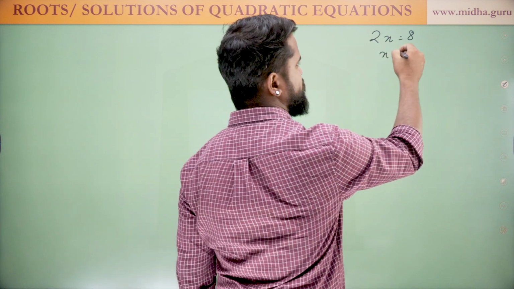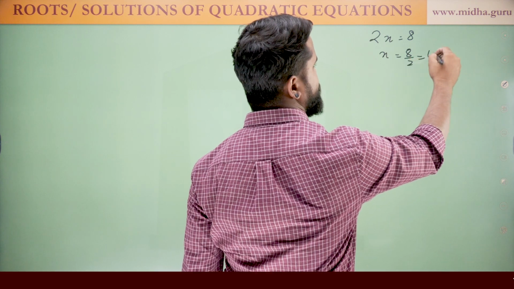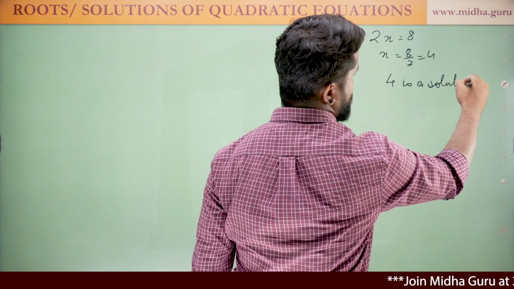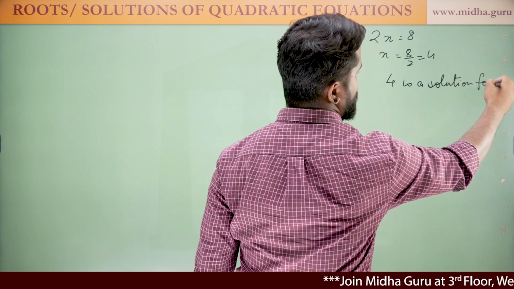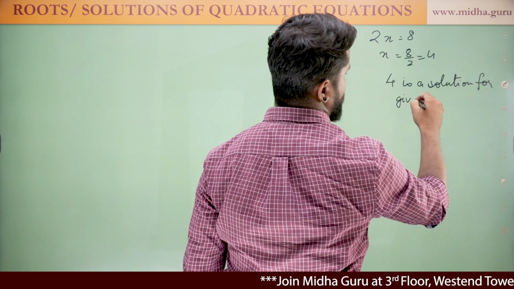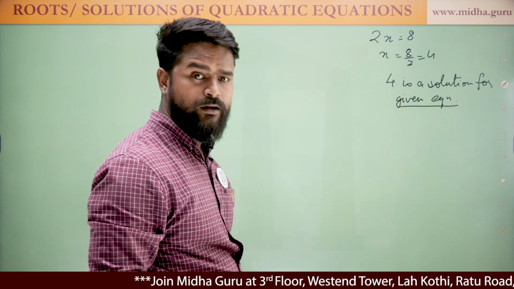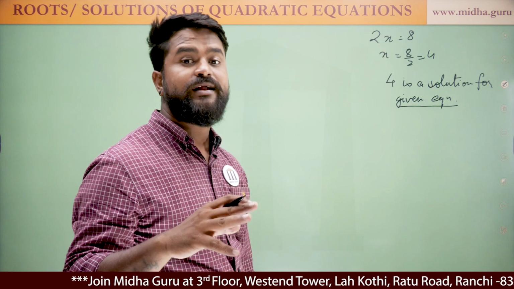So this becomes, I take 2 to the other side, it becomes 8 by 2, which is equal to 4. Here I would say that 4 is a solution for the given equation, right? Let us talk about a linear equation in two variables.